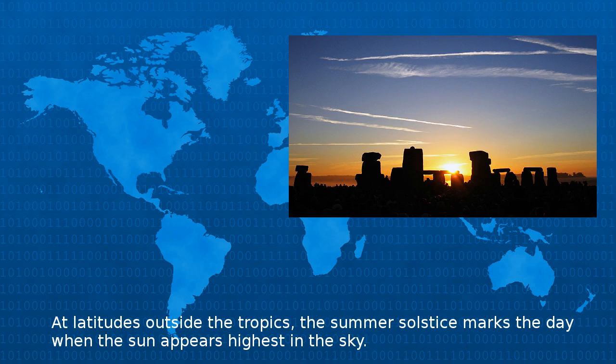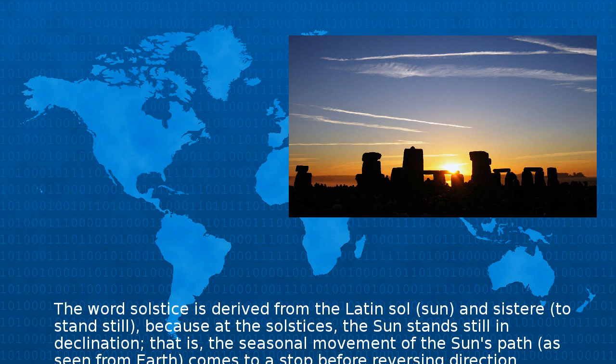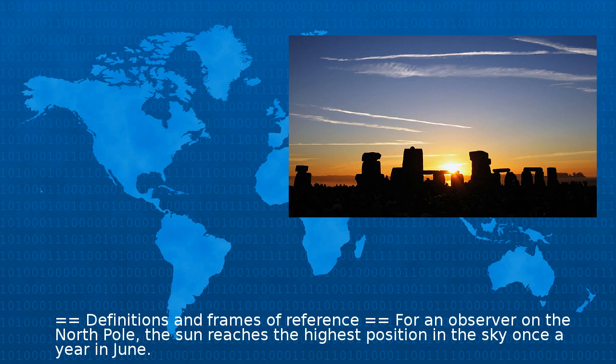At latitudes outside the tropics, the summer solstice marks the day when the sun appears highest in the sky. Within the tropics, the sun appears directly overhead, called the subsolar point, from days to months before the solstice and again after the solstice, which means the subsolar point occurs twice each year. The word solstice is derived from the Latin sol, sun, and sistere, to stand still, because at the solstices, the sun stands still in declination, that is, the seasonal movement of the sun's path, as seen from Earth, comes to a stop before reversing direction.